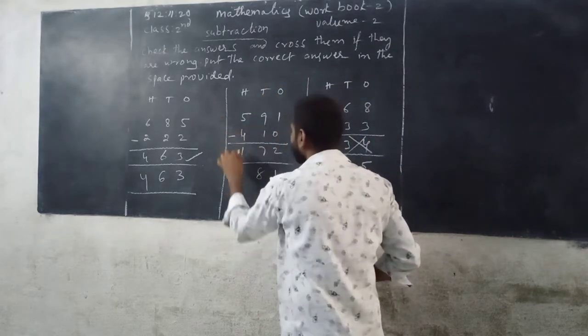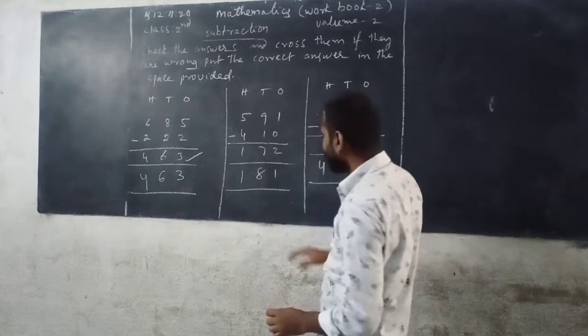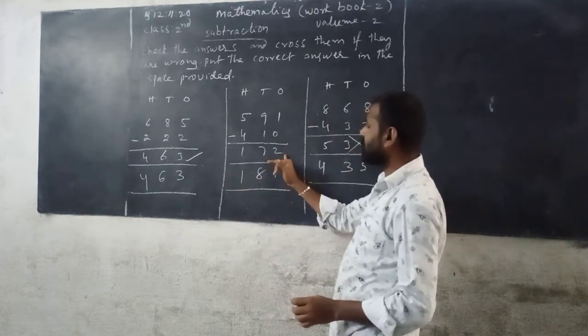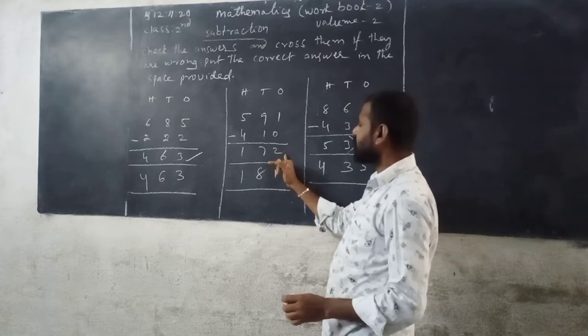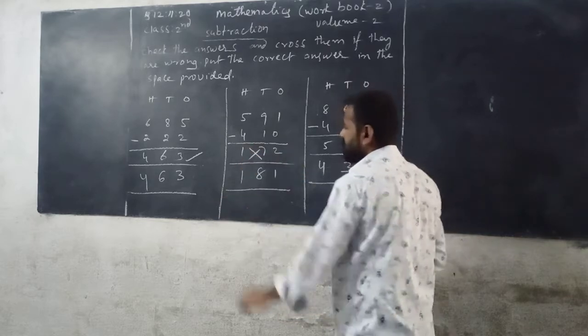Next, 5 minus 4, you can get 1. Actually the difference is 181, but here 172 is given. This is wrong. Then we cross it.